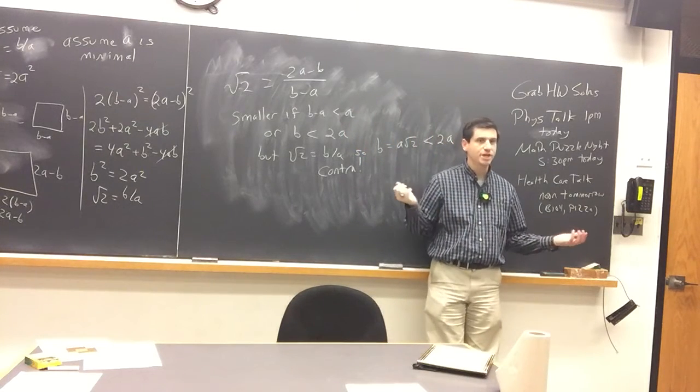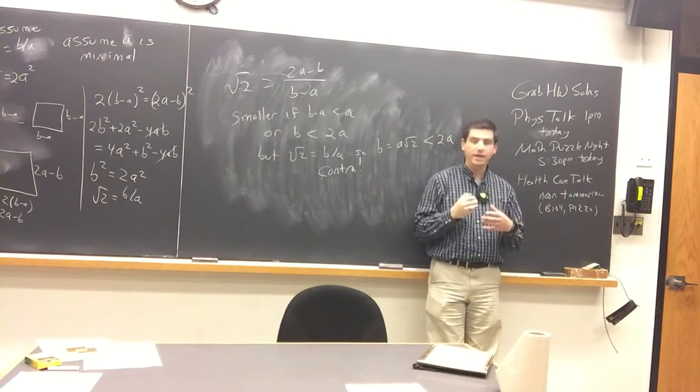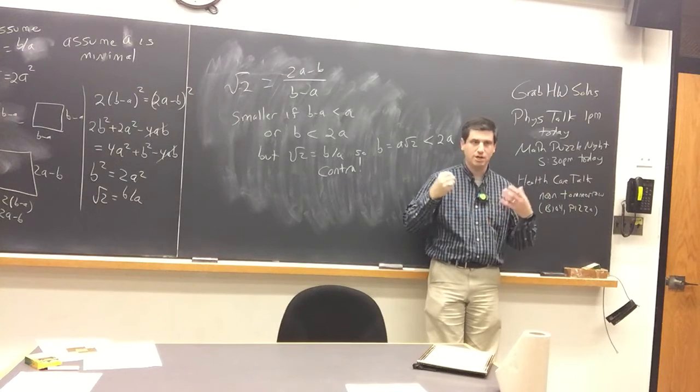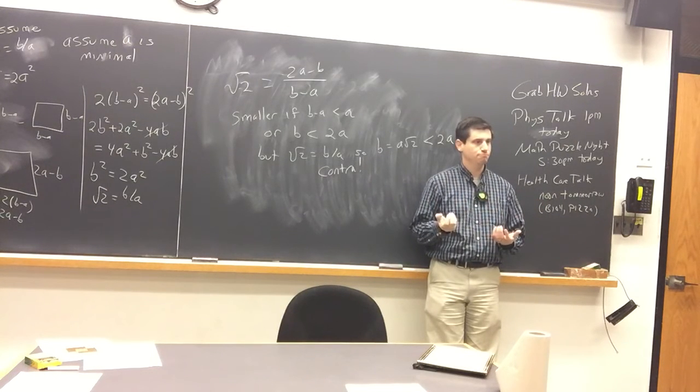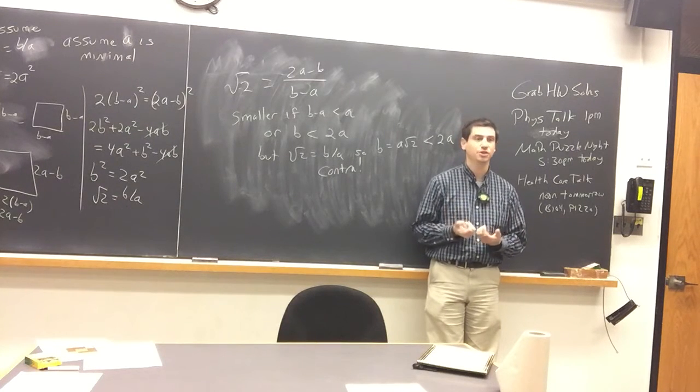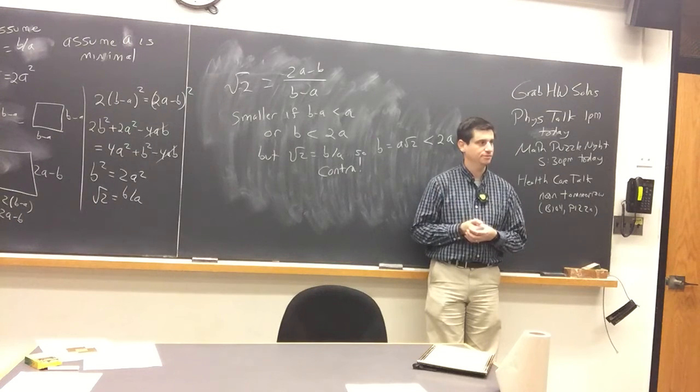So this proves that if we can write square root of 2 as a ratio of two integers where the denominator is as small as possible, we could actually find something with an even smaller denominator. And thus square root of 2 is irrational.